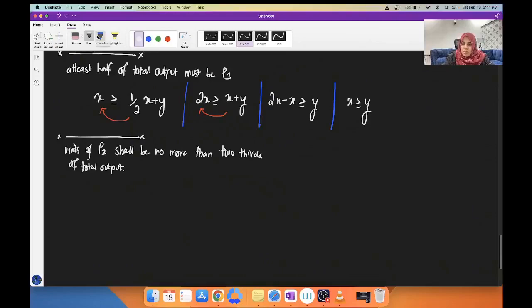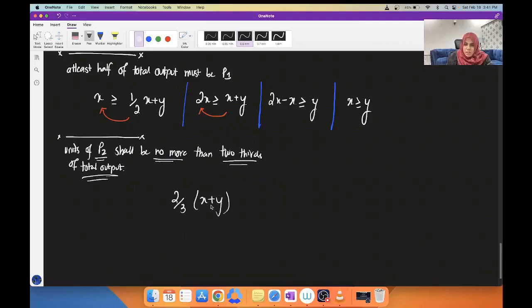Now the last example says units of P2 shall be no more than 2/3 of total output. So let's do the easier bit first and let's focus on the key terms. What are the key terms? Units of P2 shall be no more than 2/3 of total output. So total output should be 2/3.